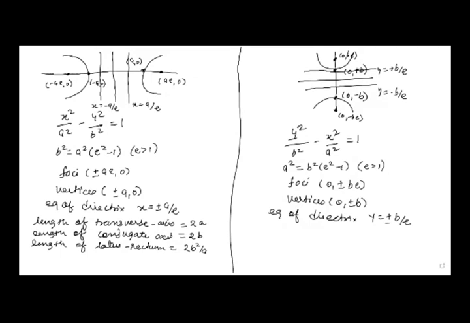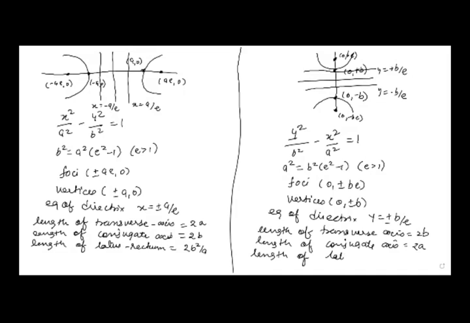Here I am not having space, that's why I have not drawn it fully. Length of the transverse axis is 2b. Length of the conjugate axis is 2a. And length of the latus rectum is 2a square by b.